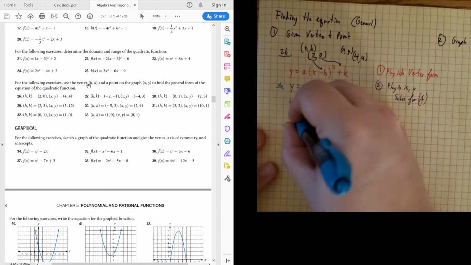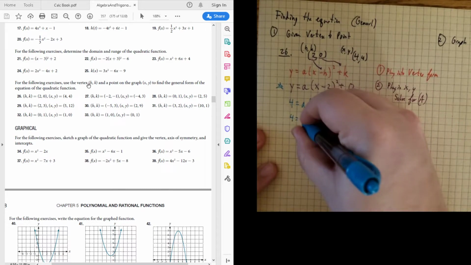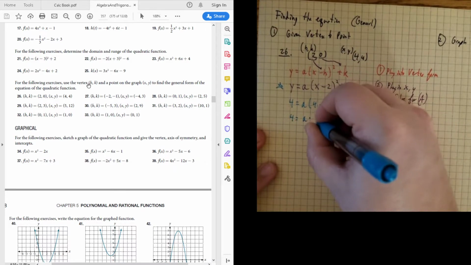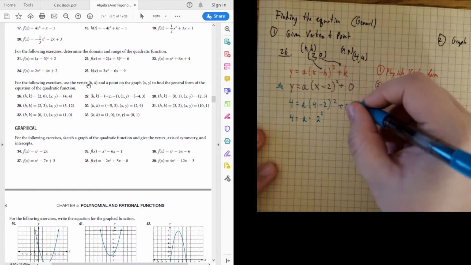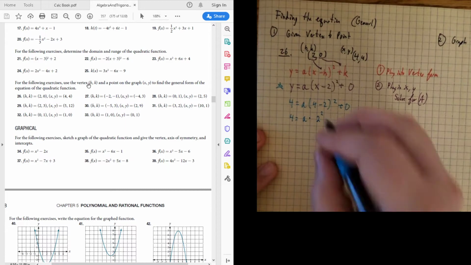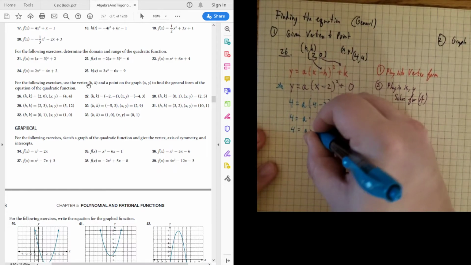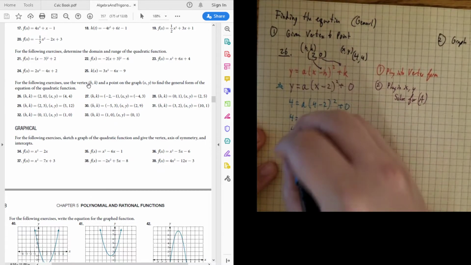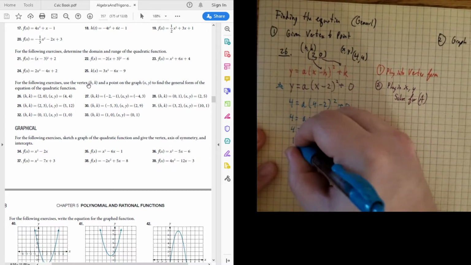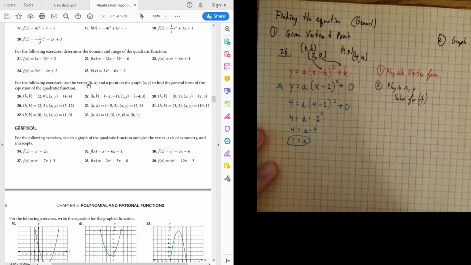So this becomes 4 minus 2, I can do that. 4 minus 2 is 2, and it's squared. And then plus 0 doesn't really do anything, so I'm just going to leave it as going away. 2 squared is 4, so this becomes 4 equals a times 4. I want to get a by itself, so divide by 4. If I divide both sides by 4, anything divided by itself is 1. Let's see what a is.